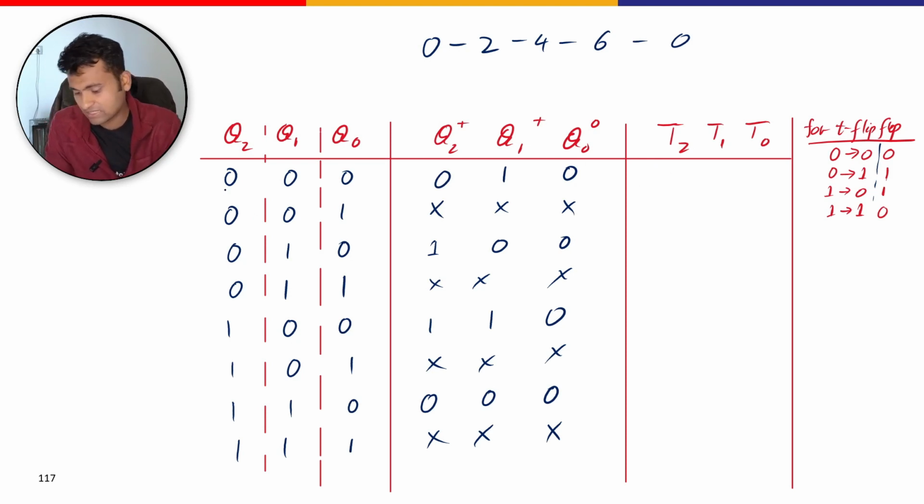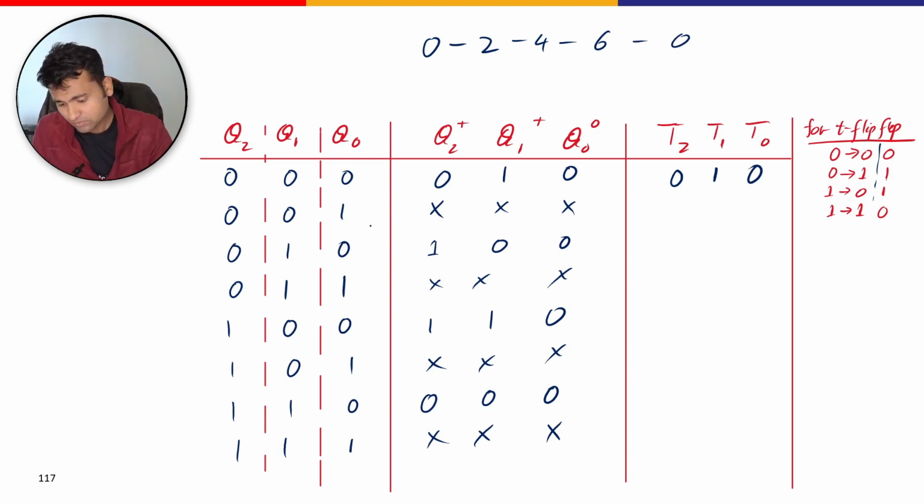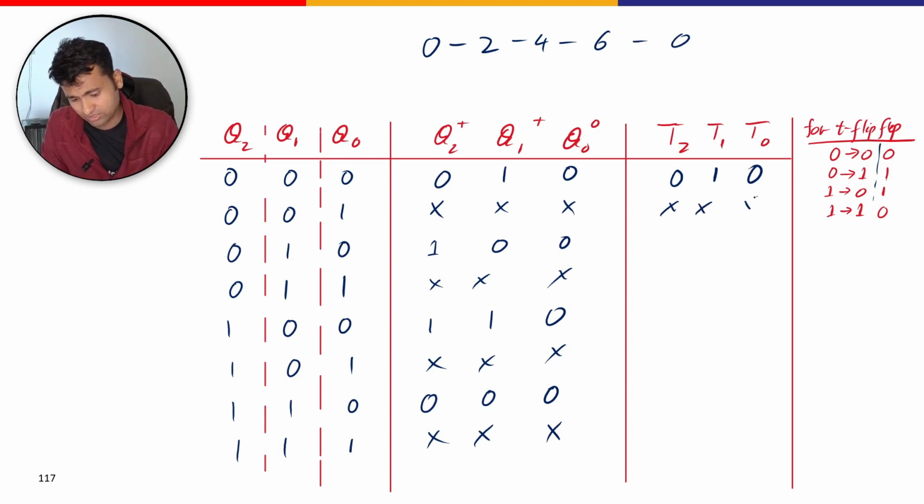For the first row, you can see if it is from 0 to 0, then the value of the T flip-flop, if the Q2 state is initially 0, then it has to go to 0, so I'll fill here 0. If Q1 is 0, it has to go to 1, then T1 should be 1. And if Q0 is 0 and it has to go to 0, then this should be 0, right? So if you have drawn the activation table next to you, it will be very simple. For the don't care, you actually don't care what the value is. Whatever it be, so be it.